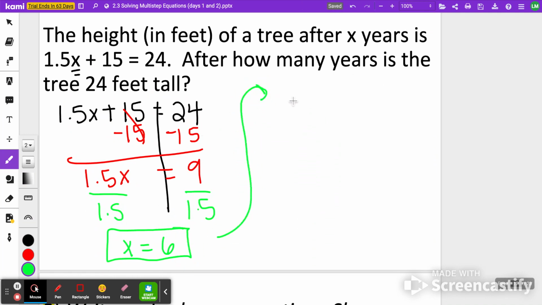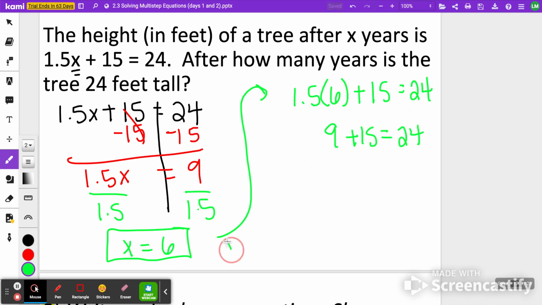Again, we always want to check our work, so what we do is just plug this in. 1.5 times 6 plus 15 should be equal to 24. I know 1.5 times 6 is equal to 9, and 9 plus 15 does equal 24, so x does truly equal 6.